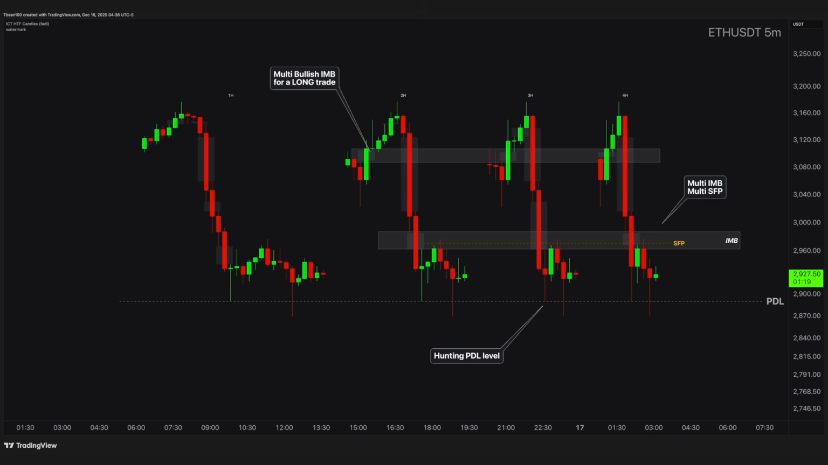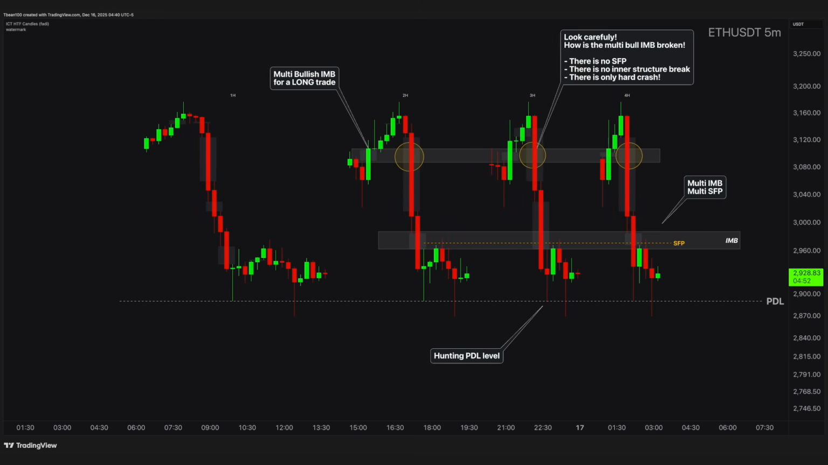However, if you look more carefully at this zone, there is no swing failure pattern or any type of rejection wicks. There is also no inner structure break in that area at all. Instead, there's a strong and aggressive price push downwards. This tells us that buyers at this level were not able to push the price higher in any meaningful way. These are small tips and details that you really need to look for before entering any kind of trade.